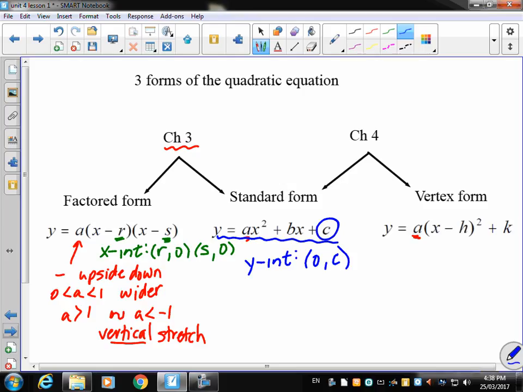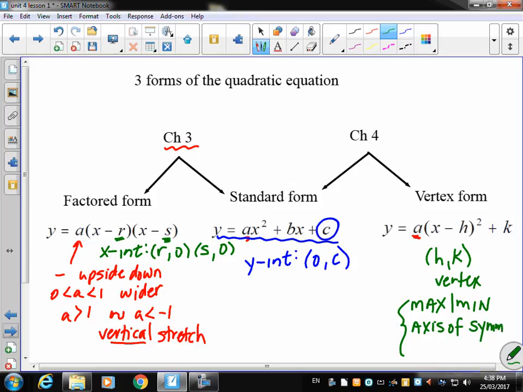Lastly, in vertex form, that's where we started this whole mess. We were practicing drawing these because it can be very helpful. That A value tells you the shape and direction, and the H and the K tell you your vertex. And your vertex is your highest or lowest point, which will give you a maximum or minimum value. The vertex lies along the axis of symmetry, and it can tell you when you get to your highest or lowest value. So your vertex can be very helpful.